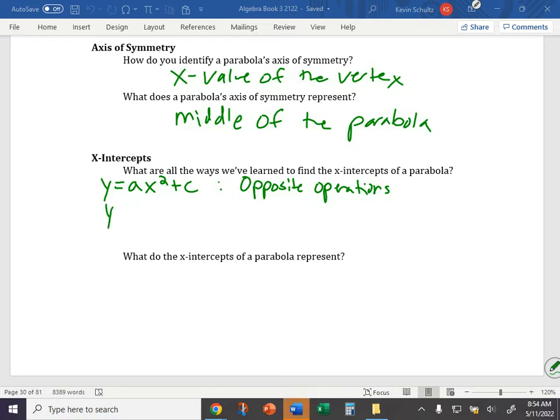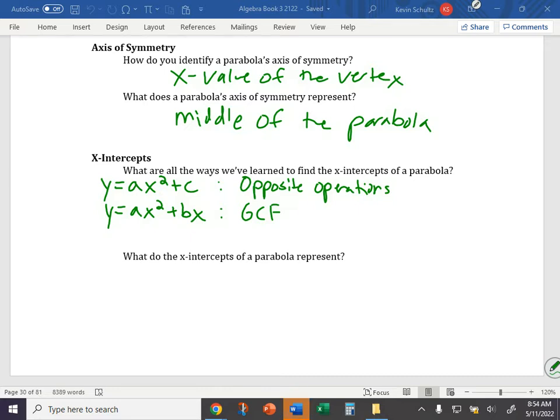What if you have y equals ax squared plus bx? What's your method there? Greatest common factor. Right? And I'll let you get that note down.